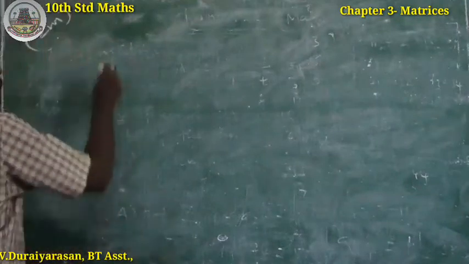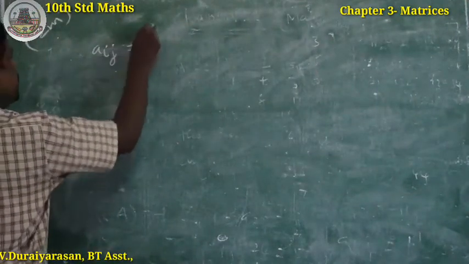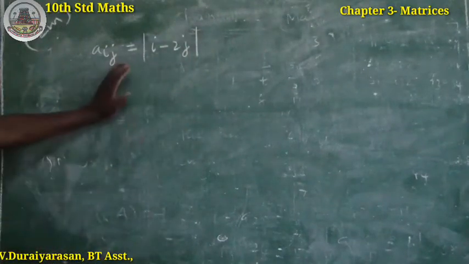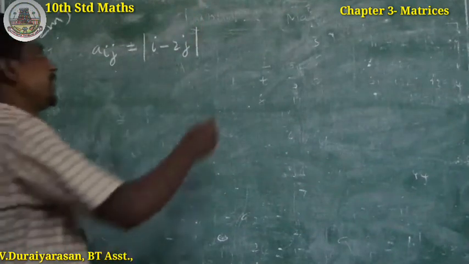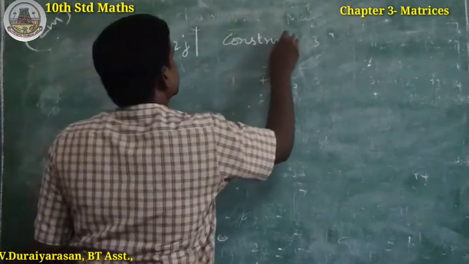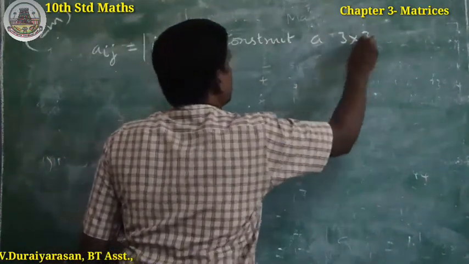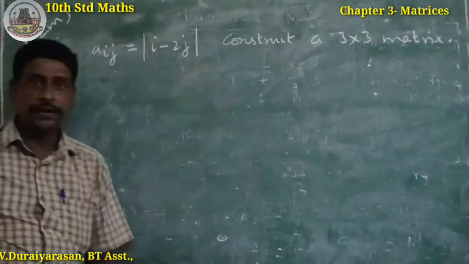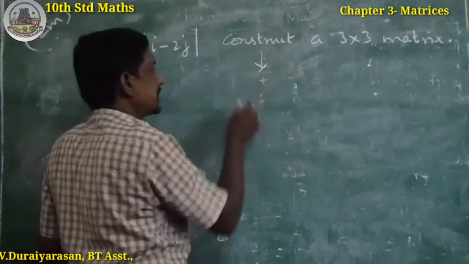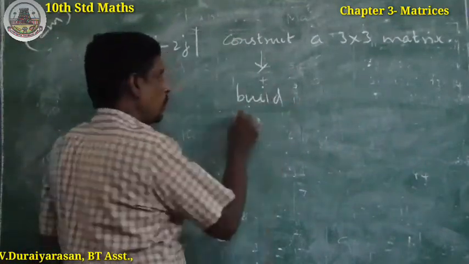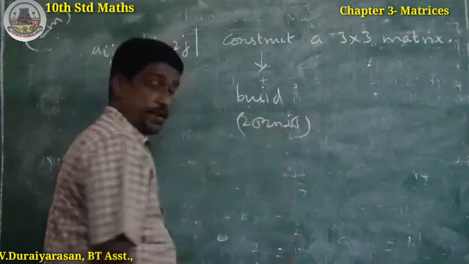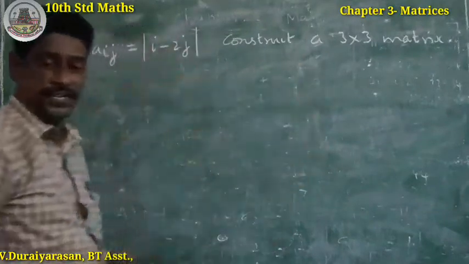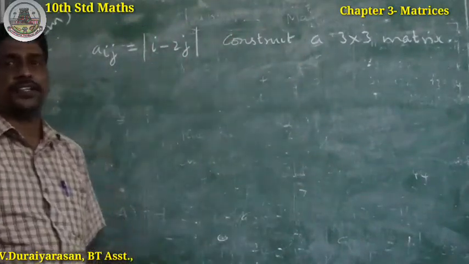The matrix is denoted by Aij is equal to modulus of i minus 2j. This is the given matrix. Construct a 3 by 3 matrix. Construct means build, create. Construct the 3 by 3 matrix. Construct means build or create the 3 by 3 matrix.